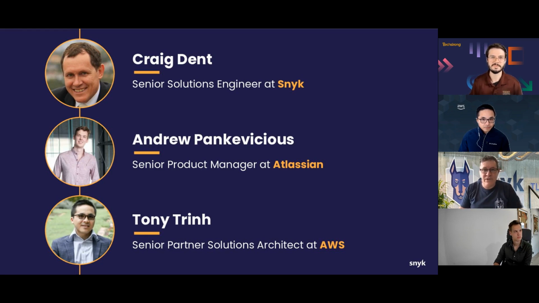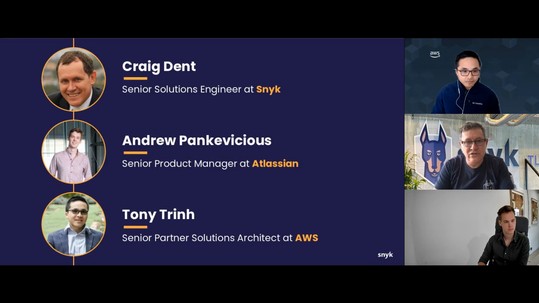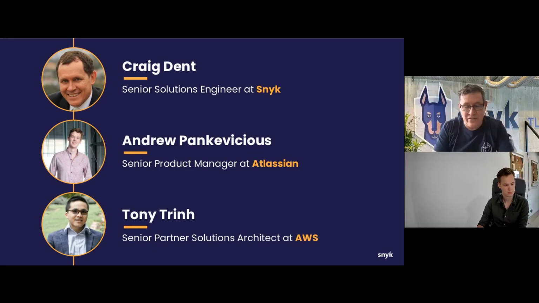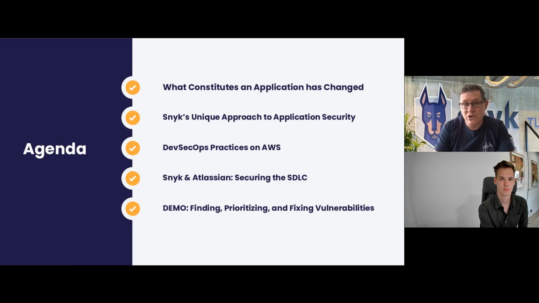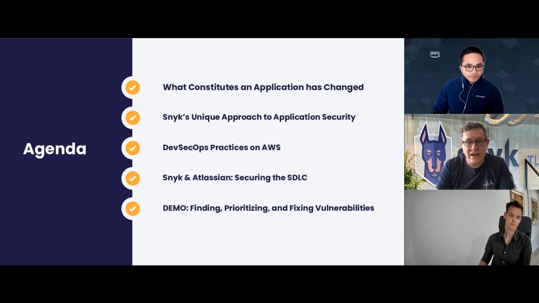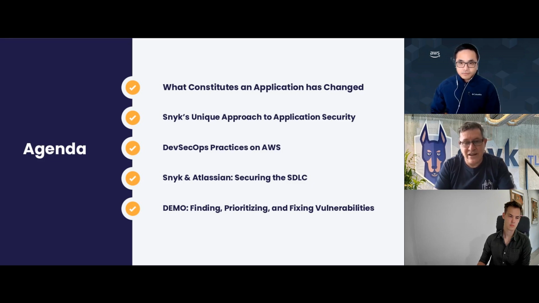Thanks, Cody, and welcome everyone. Thanks for joining today. We look forward to talking to you about our capabilities and the workflow around security that we offer. So our agenda today, we're going to start off by talking a bit about what constitutes an application in the modern world and how that's changed. Then we're going to spend some time talking about Snyk's unique approach to application security. Then I'm going to throw over to Tony from AWS, who is going to talk about some of the DevSecOps practices on AWS. And then Andrew is going to talk about how you can secure your SDLC using Snyk and Atlassian. And then finally, we're going to jump into a bit of a demo, and we can show you exactly how that works and what it looks like.